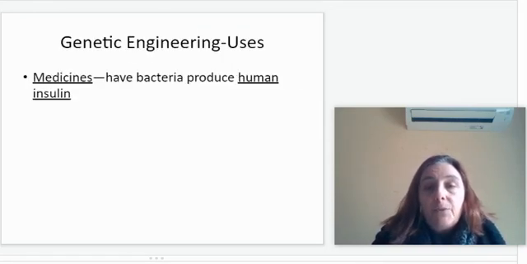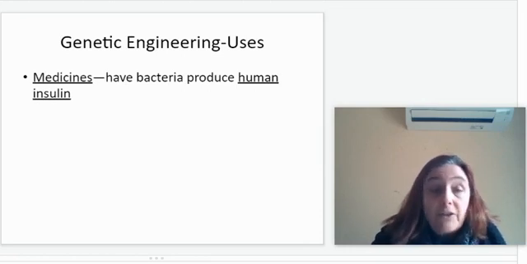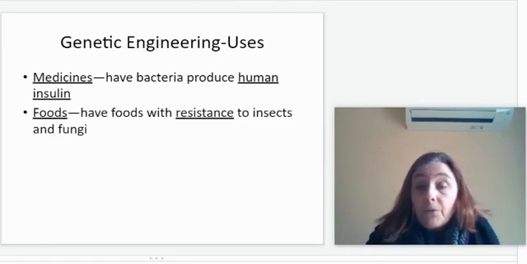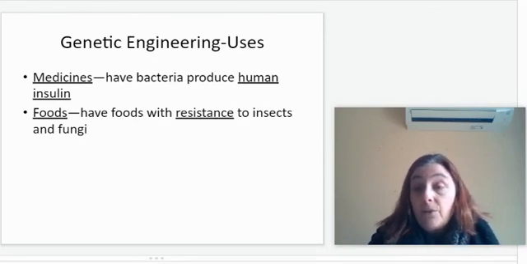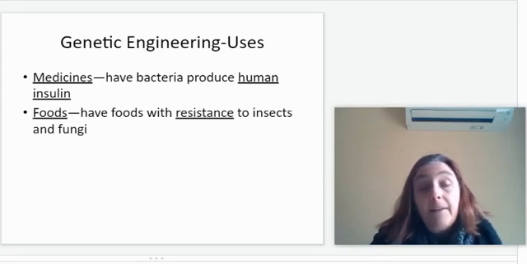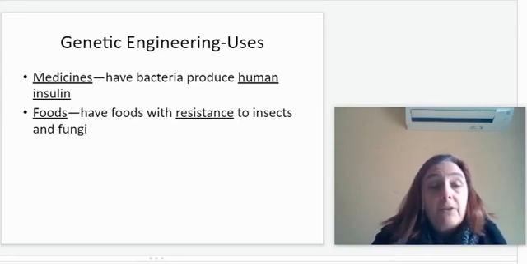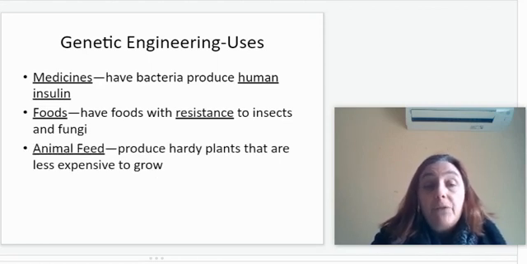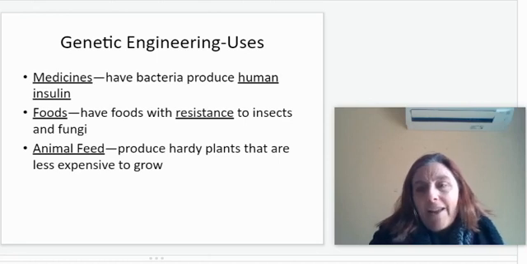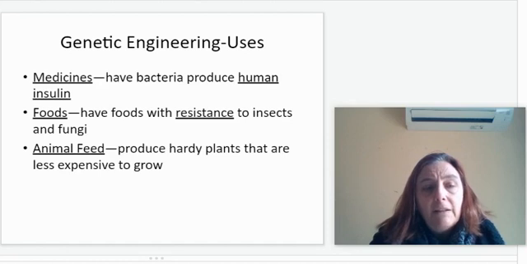So the uses, we have medicines like the insulin that I just described. Foods, we have taken genes from one species and put it into another species so that they can resist insects or fungi. So lots of resistance that we've engineered in plants. We've made food for animals that have extra nutrients in them. So lots of different uses for genetic engineering.